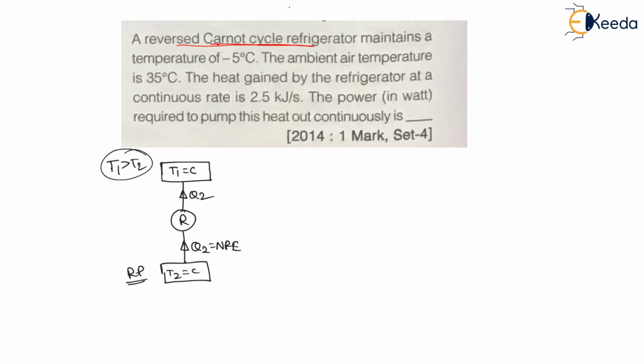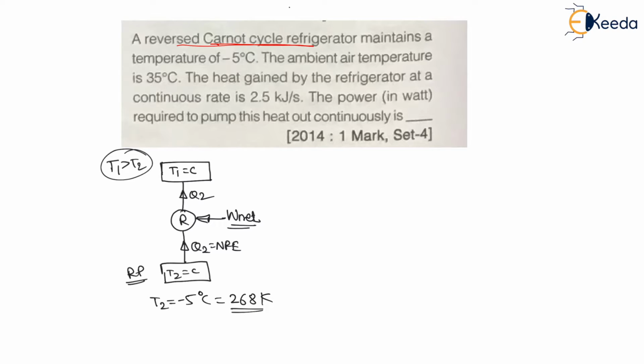And my dear students, naturally heat cannot flow from lower temperature to higher temperature. So to flow this heat from lower temperature to higher temperature, this refrigerator will consume W net work input. Net work is required for the refrigerator. Now it is given that a reverse Carnot cycle refrigerator maintains a temperature of -5 degrees Celsius, which means it maintains the temperature of the refrigerated space. Therefore, T2 is equal to -5 degrees Celsius, and adding 273, it becomes 268 Kelvin.